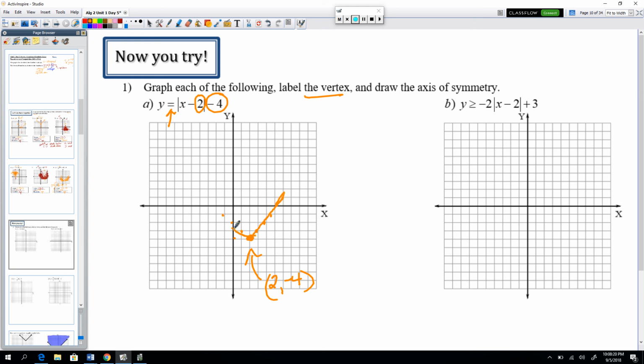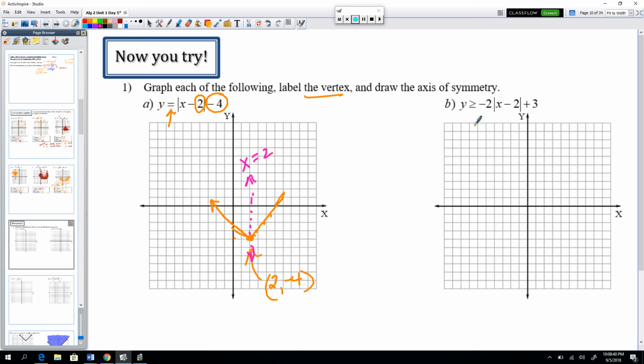So that should be your graph. Better than that, hopefully. There we go. And your axis of symmetry, if you were going to draw that in, would be this line right here. This vertical line, hopefully straighter than the one I just drew. Sorry about that. Your axis of symmetry is x equals 2, drawn like that.